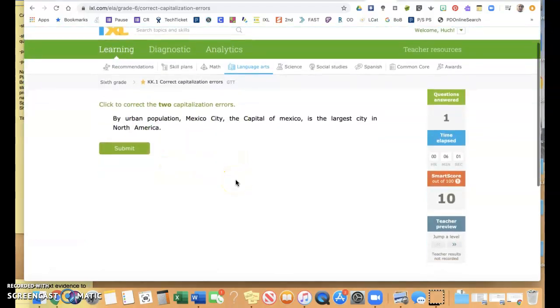Okay, two capitalization errors. By urban population, Mexico City, good, it's capitalized. The capital of Mexico. Now, capital shouldn't be capitalized, there's lots of capitals. Mexico should though, because there's only one Mexico. Let's see if I see any other ones. Is the largest city in North America? Nope. Looks good.